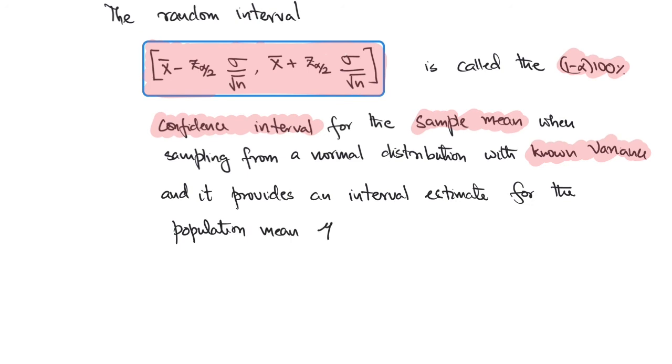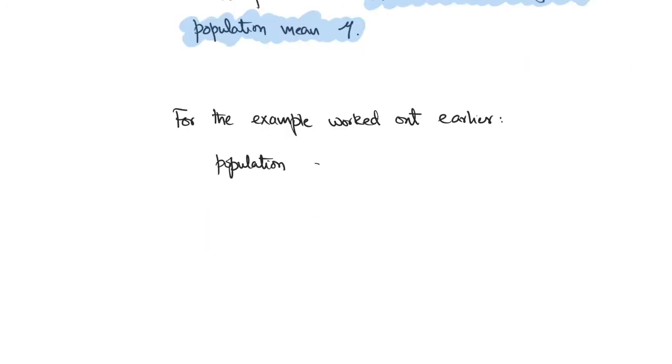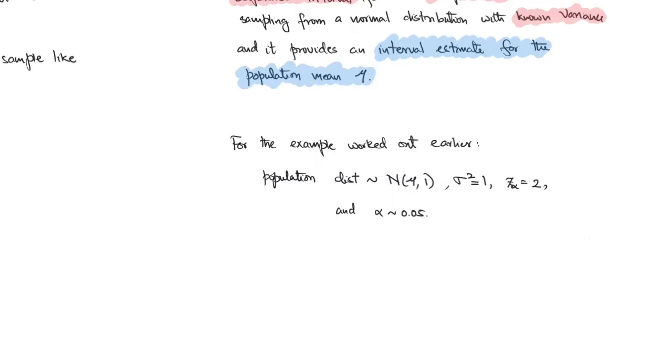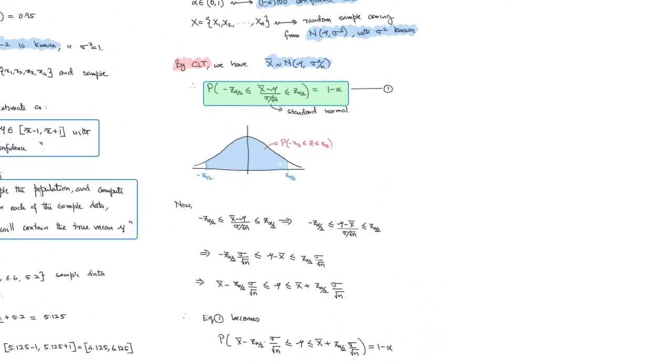Just to tie this back with the example that we worked out earlier, the population distribution in that context was normal with mean mu and standard deviation 1, so sigma squared, the variance, was 1, z alpha over 2 is equal to 2, and alpha was 0.05. This is all for now. Just to quickly recap, we worked through calculating the confidence interval when we are working with a single mean. We will talk more about confidence intervals in later videos.